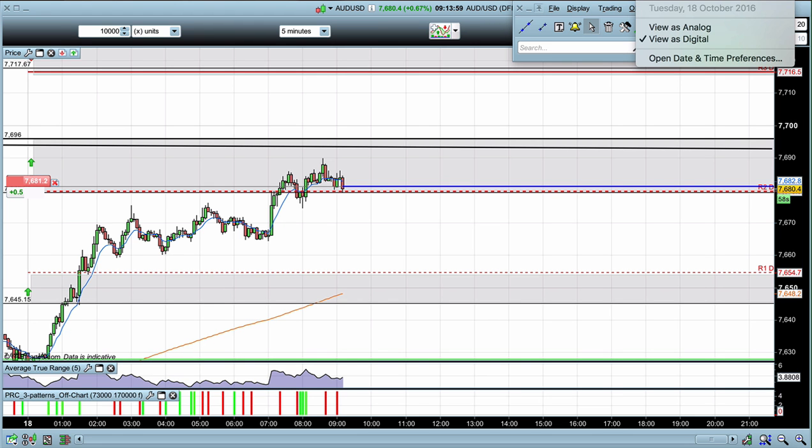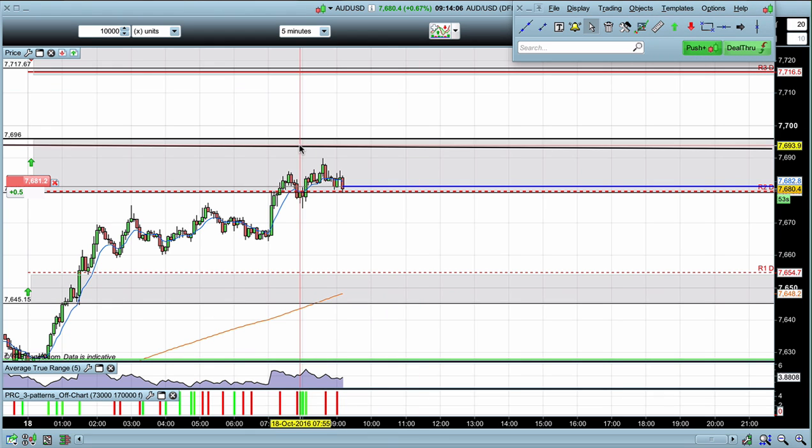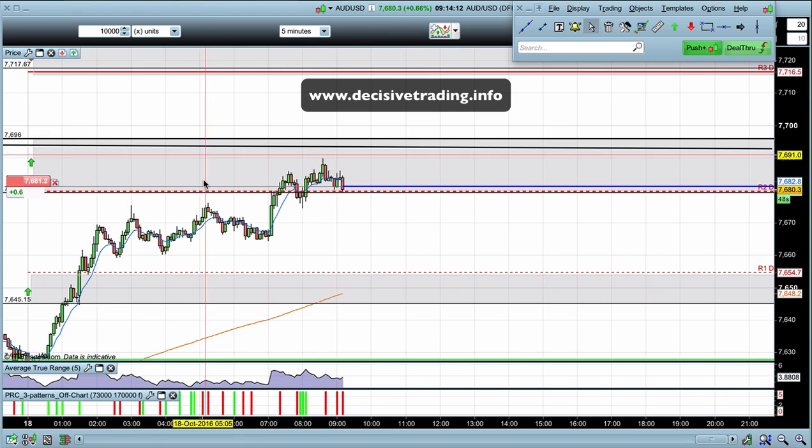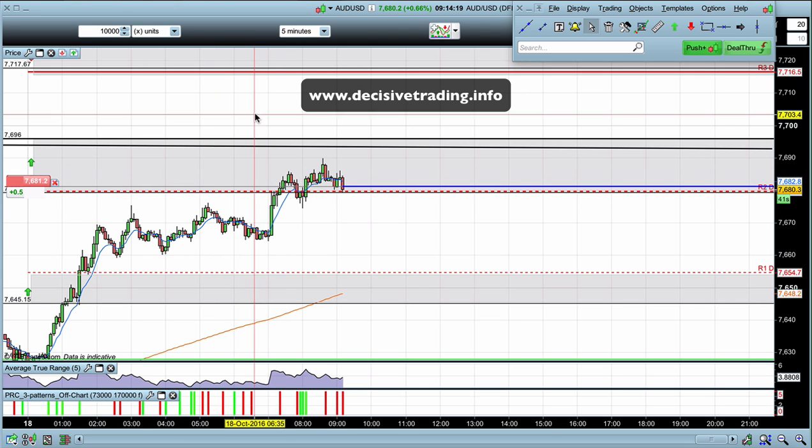Okay, it's Tuesday the 18th of October. We're just about at 9:15 and we are on the Australian dollar, US dollar. So for today's trading, basically I've been watching the FTSE 100, which is also at a key level. However, that market has just rallied and it's starting to break out of the zone.